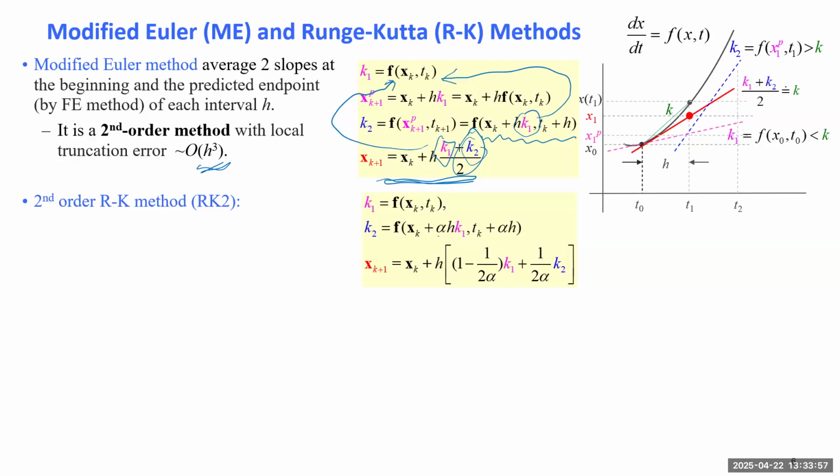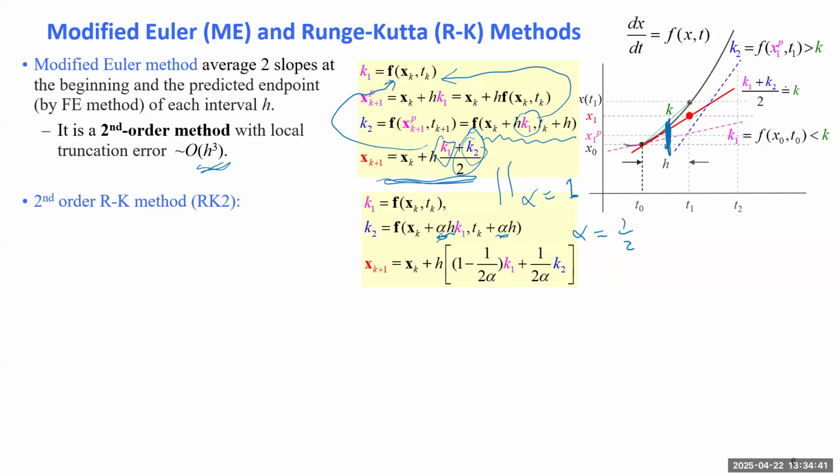You can introduce a parameter to decide where to take the second slope, which is alpha. So if alpha equals 1, this one is exactly the modified Euler method, right? If alpha equals 0.5, what does that mean? K1 is still at the starting point, T0, but K2 takes something at the middle point, something here. Okay, I don't know if this one would be better than modified Euler.